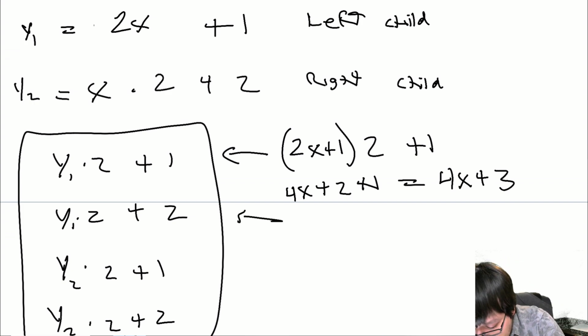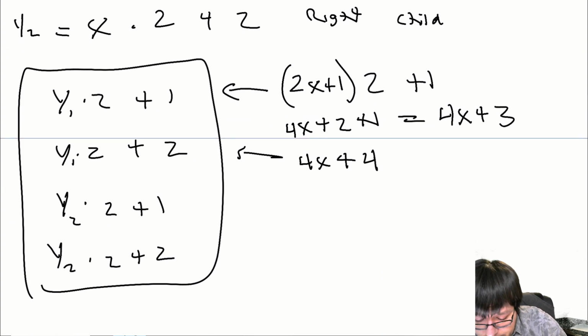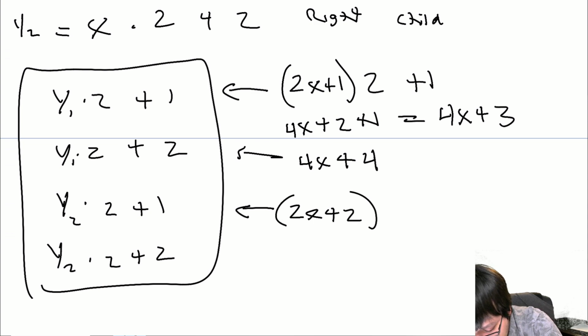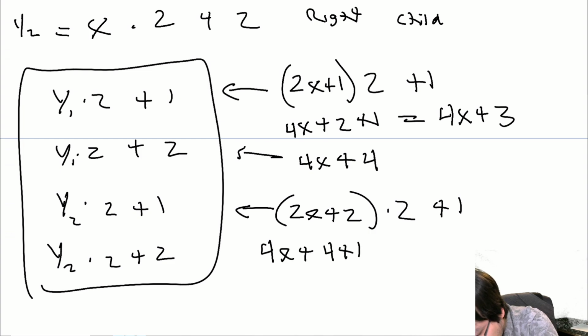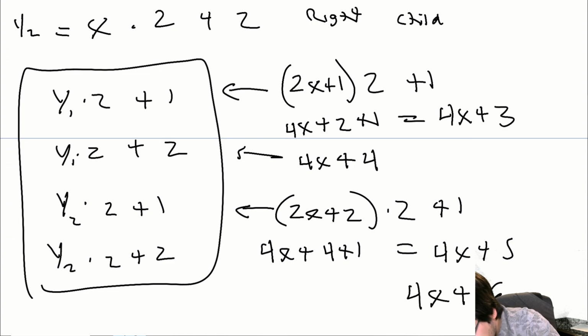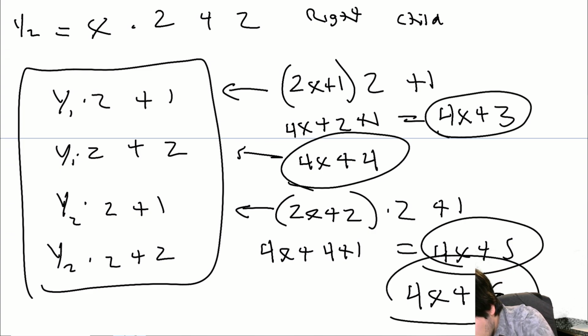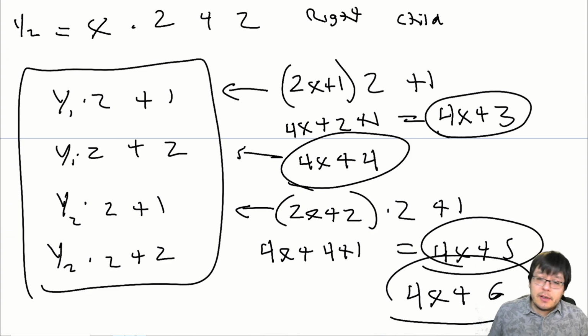If you wanted to do that for the second one, then it should be the same thing, except it will be plus 4. And then for the second example, I guess I'll do that. Why not? That would be 2x plus 2 times 2 plus 1. That is 4x plus 4 plus 1, which is equal to 4x plus 5. And then the second one should be 4x plus 6. So there we go. And that should be the same thing that we did in the lecture before. But yes, easy, right?